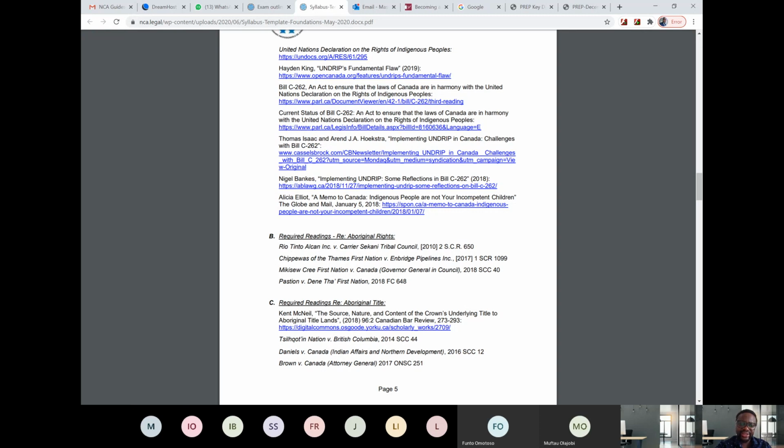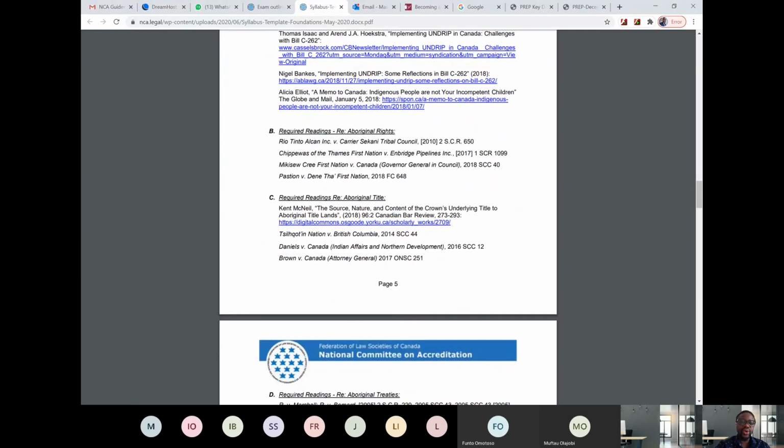Then the case of Paul and Dunsmuir talks about what standard of review the court should apply in reviewing Aboriginal matters. Is it reasonableness? Is it correctness? As in, what is the standard of review that is applicable in that regard?